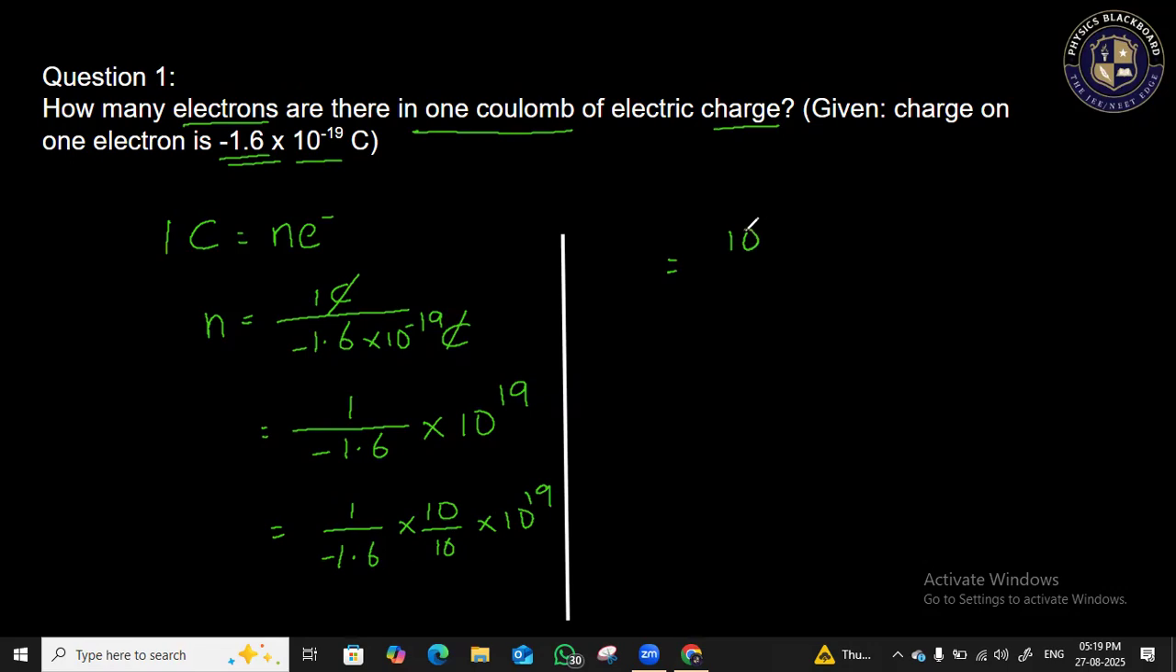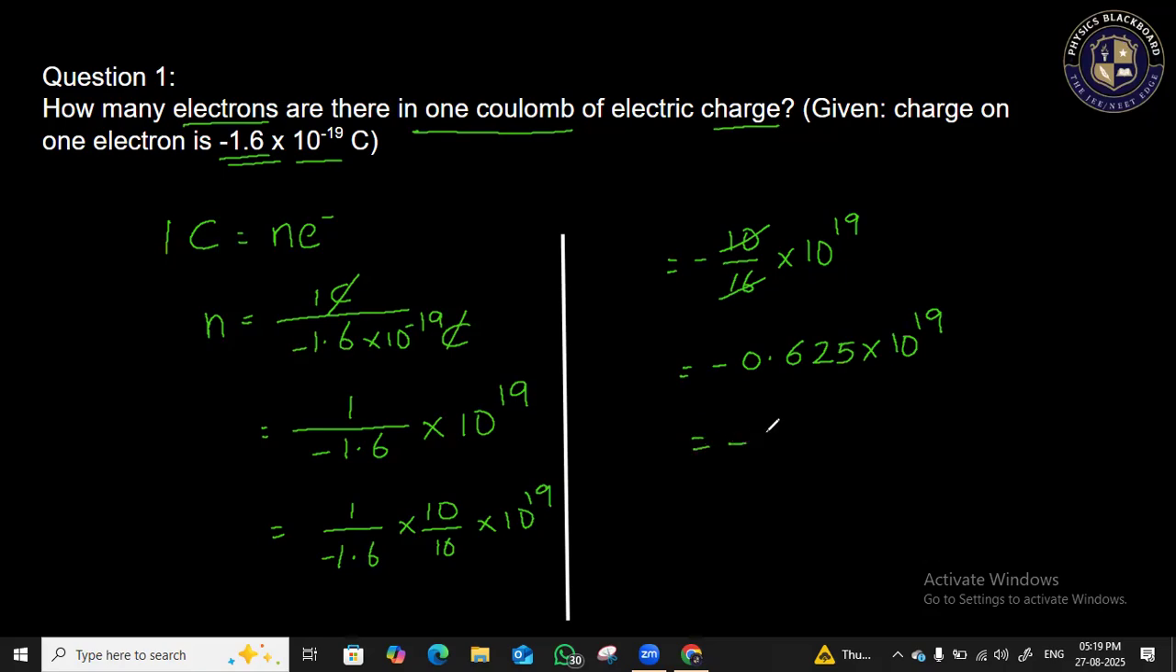So finally, what will you get? Minus 10 by 16 into 10 power 19. Let's divide with the 16 table: minus 0 point. The numerator now becomes 100. 16 sixes are 96, 4 remains. It will be 40. 16 twos are 32, 8 will be the remainder. It becomes 80. 16 fives are 80. So finally, what you got is minus 0.625 into 10 power 19.